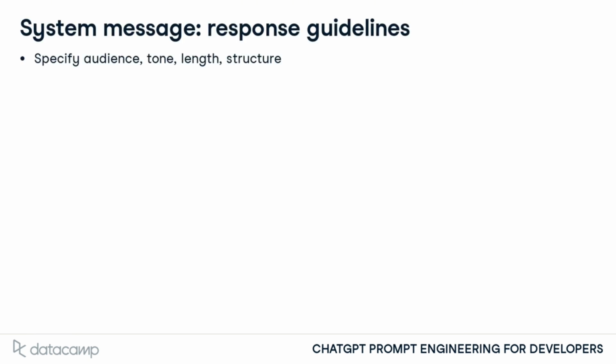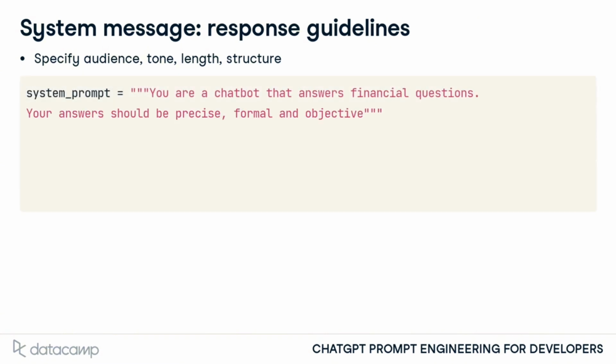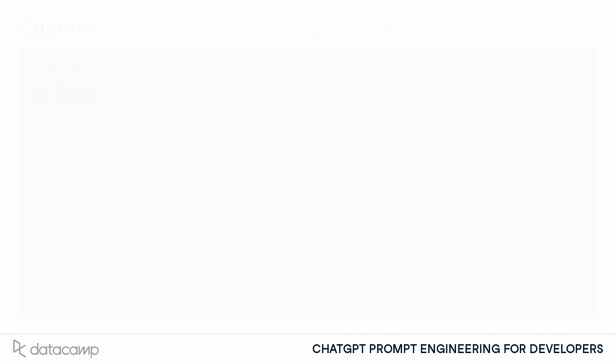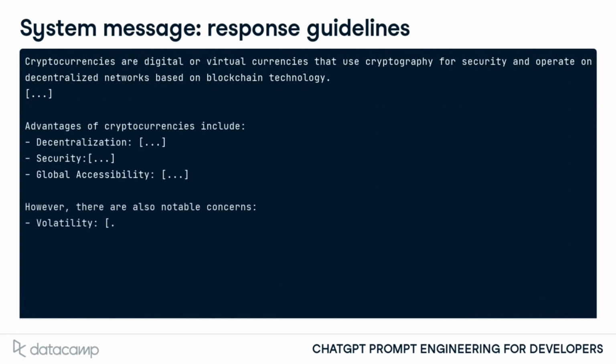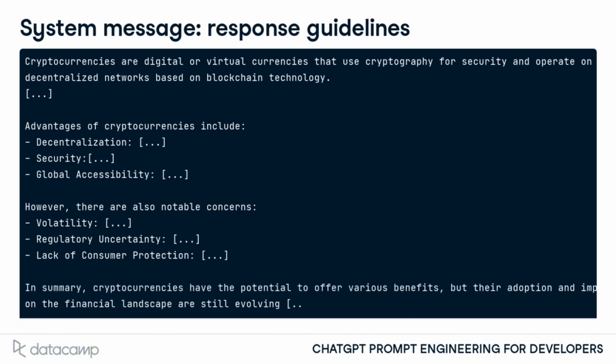We should also incorporate clear response guidelines to direct the model's behavior, including the target audience, expected tone, output length, and output structure. We won't need to define everything, but should be specific about what suits our use case. In the example of a financial chatbot, we might direct the model to respond precisely, formally, and objectively. Suppose a user asks for the chatbot's opinion about cryptocurrencies through a user prompt. We see how the chatbot answers precisely, starting with the definition of cryptocurrencies, and then detailing their advantages and disadvantages to remain objective. And finally, it provides a summary.